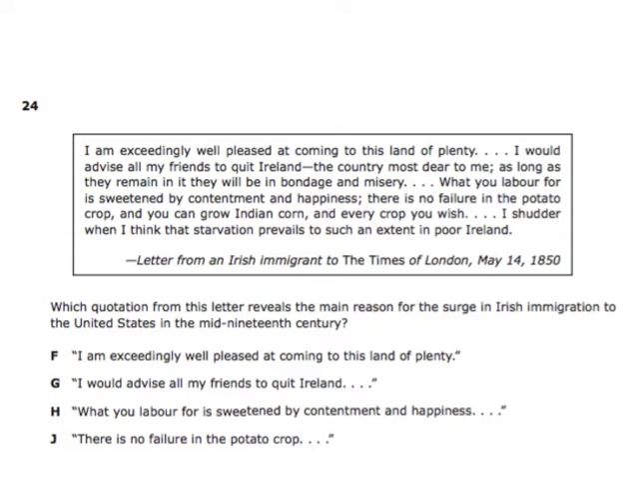Letter from an Irish immigrant to the Times of London, May 14, 1850. Which quotation from this letter reveals the main reason for the surge in Irish immigration to the United States in the mid-19th century?